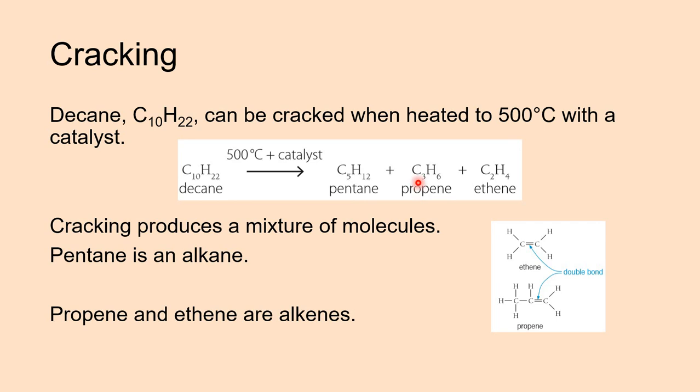Here, pentane is an alkane, meaning it only contains carbon-carbon single bonds. We can tell that by the ane at the end of the word. Whilst propene and ethene are both alkenes. Alkenes are hydrocarbons that contain a carbon-carbon double bond, and they are known as unsaturated molecules, and they are drawn down here. We can see the carbon-carbon double bond present.